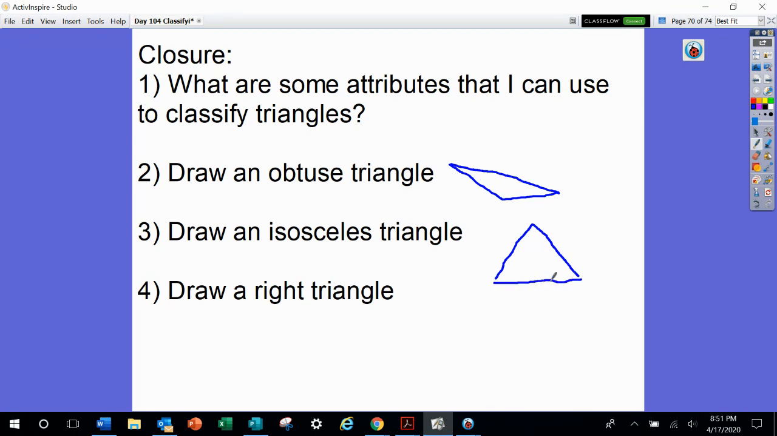How can I prove to you that that's an isosceles triangle? Well, I can label it showing those two sides' congruency. And that one again was based on its side lengths. I have two sides that are equal. And last one, draw a right triangle. This one is classified based on its angle. So again, it's not perfect, but what can I do to show you that that's a right triangle? I can draw that little box in the corner.